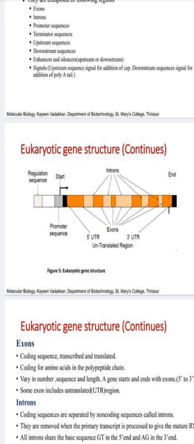You have the regulation sequence which will guide the process, the promoter sequences where to start, and you have the 5' to 3' translation units. You have the introns and exons. The exons are coding sequences, the introns are non-coding sequences, so we have to remove them.